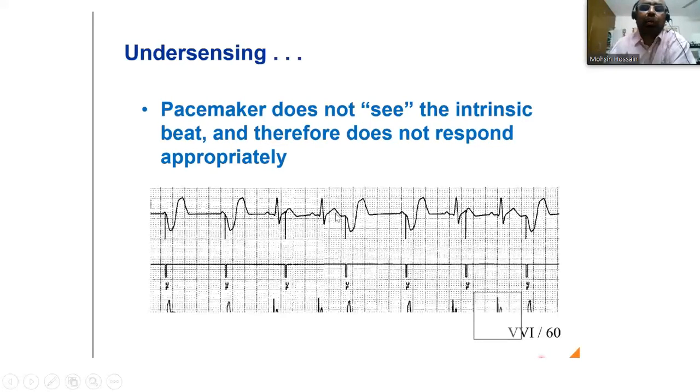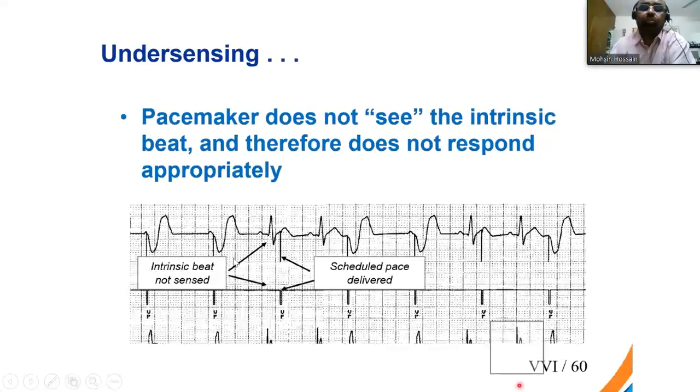Here, this pacing cannot see the R wave QRS complex, so the pacing spike comes after the QRS complex. Here also the pacemaker cannot see the QRS complex. This is the intrinsic beat, and the scheduled pacing is delivered by the pacemaker. They cannot see the intrinsic QRS complex and they deliver the pacing spike. This is pacemaker undersensing.